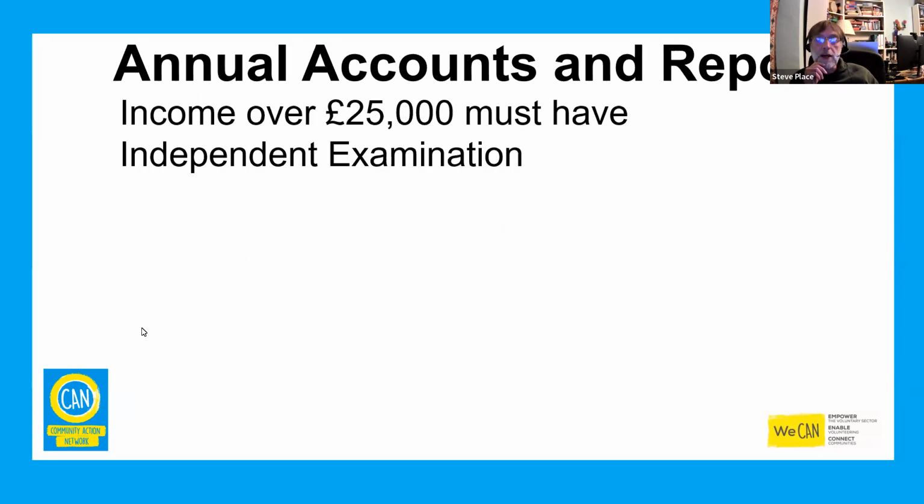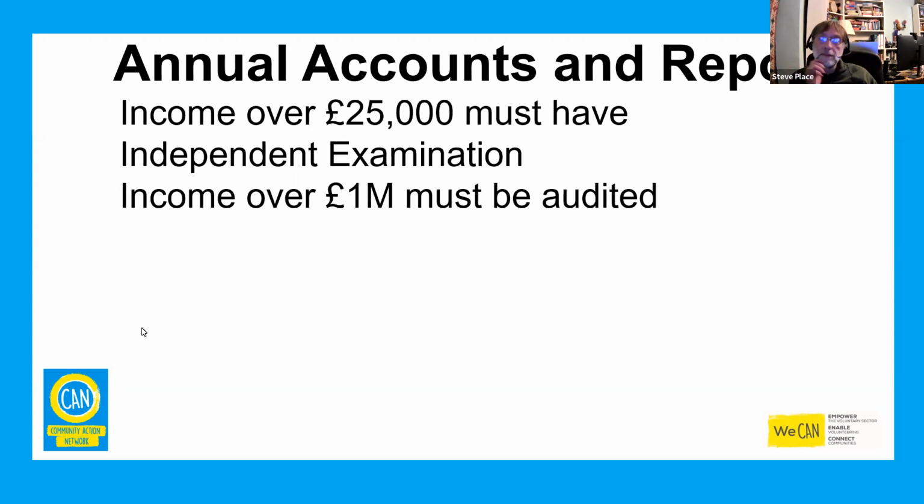And then there's this thing about it being checked by someone. So if your annual income is more than 25,000, then it must have an independent examination. And it's up to the trustees to decide who it is examined by, somebody you feel has enough knowledge to do an independent examination. There's guidance for trustees on the Charity Commission website, and there's also guidance for the examiner themselves. And then once you hit the million mark, or thereabouts, it has to be a full audit, and you obviously have to use a qualified auditor in that case.